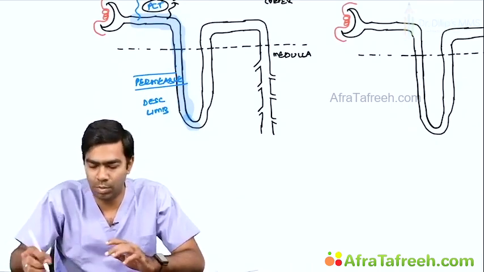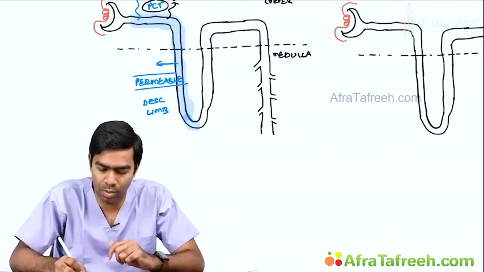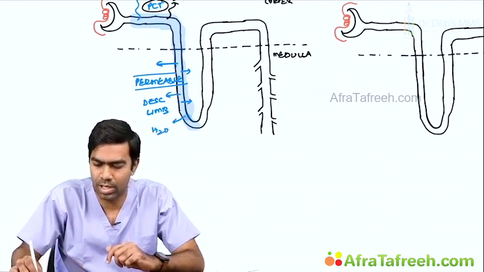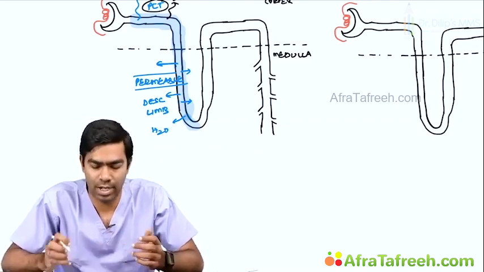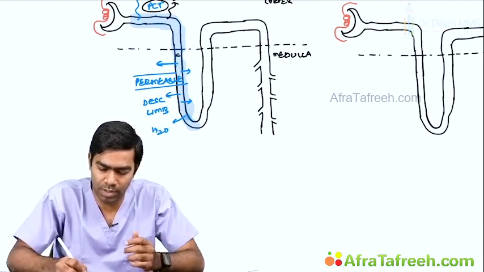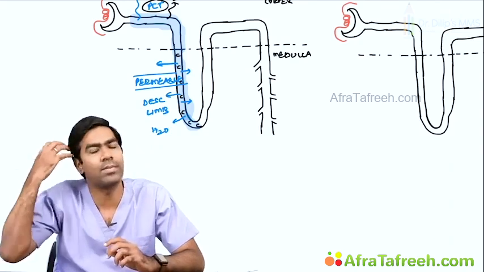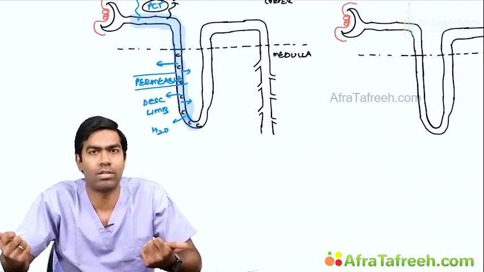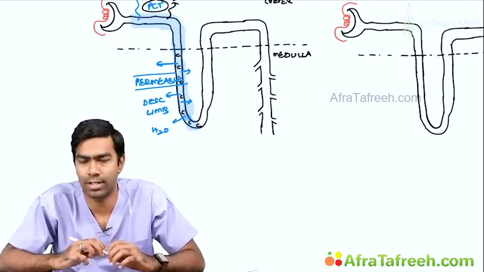But the descending limb of the loop of Henle is impermeable to ions. They are permeable to water, which means they absorb a lot of water. Because they absorb a lot of water, they are going to concentrate the urine. That is the reason why the descending limb of the loop of Henle is often referred to as the concentrating segment of the nephron. They increase the urinary osmolality and concentrate the urine by removing more water, and they don't remove any solutes at all, which means the urine is going to get concentrated there.